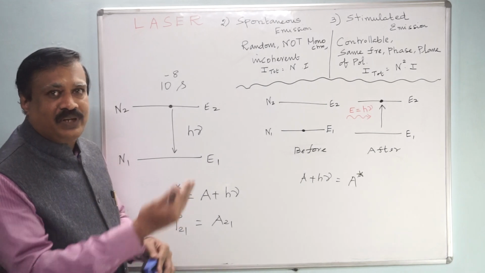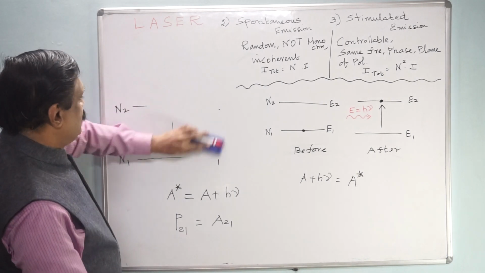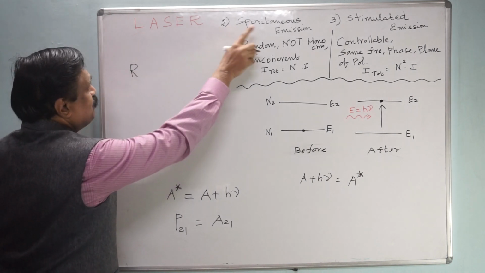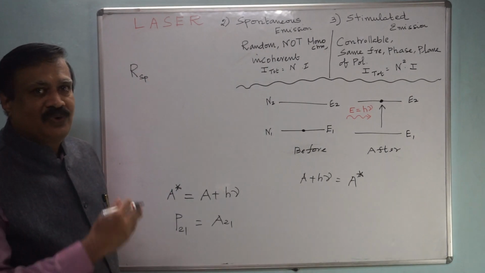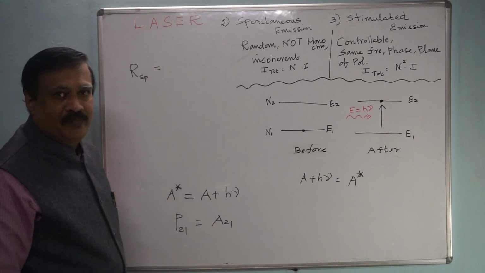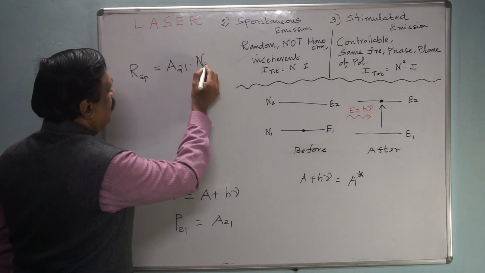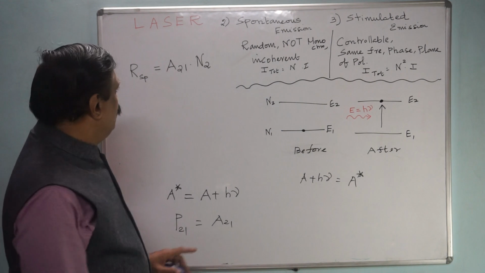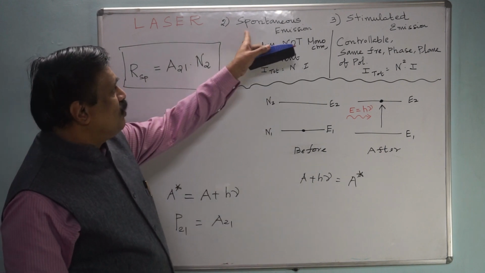Now the rate of transition for spontaneous emission. What is the rate of transition? It is the letter R, and for spontaneous emission you write the subscript SP, as given in all the books. Which is equal to this probability A21, and it depends on the number of atoms N2. This is the rate of transition for spontaneous emission.